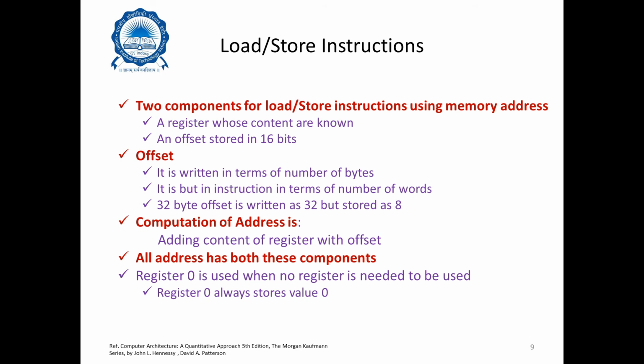It is written in terms of number of bytes, or it could be represented in terms of number of words. So a 32 byte offset is written as 32 but stored as 8, because we have a capacity of storing 4 bytes in the location as per the MIPS alignment restriction rule. When we have an offset of 32, it actually means that we have 8 different locations through which we can traverse, right?